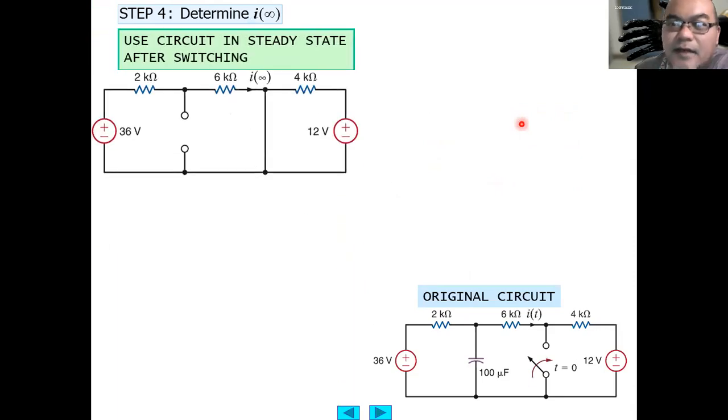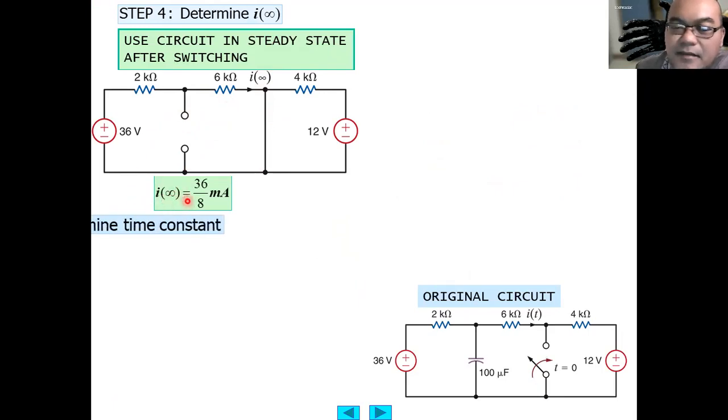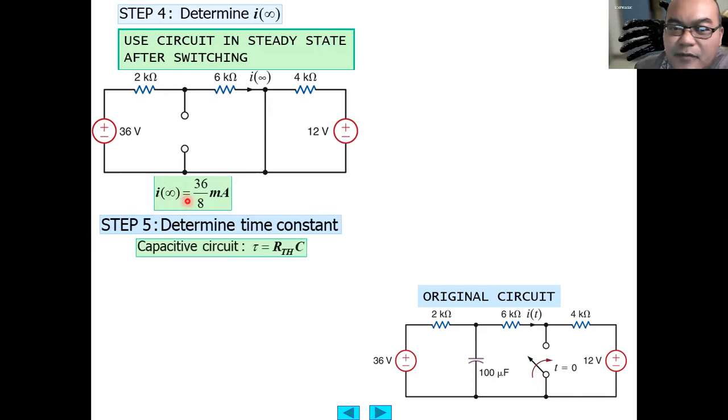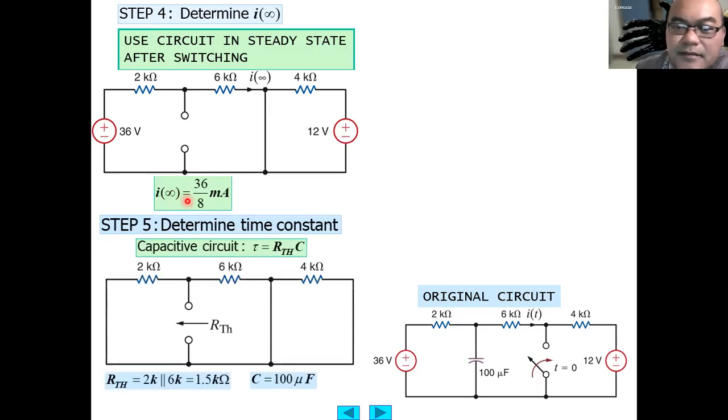Then to obtain the current that flows at infinity, after it has reached steady state after being switched on, you redraw the steady state circuit after switching. In this case, the capacitance is drawn again as an open circuit, but now it is short circuited here because of the switching. In this, you obtain the i at infinity, 36/8. Then you can determine the time constant by calculating the equivalent Thevenin resistance of the surrounding circuit at the terminal that connects to the capacitance.